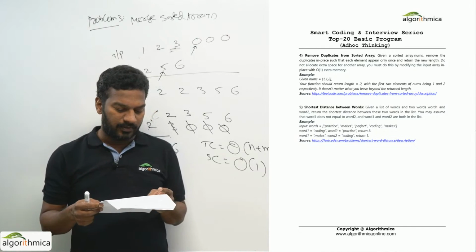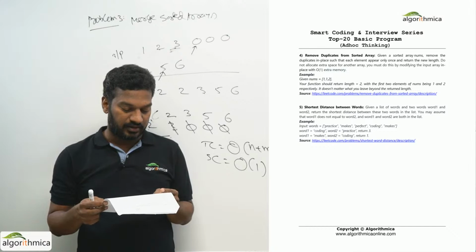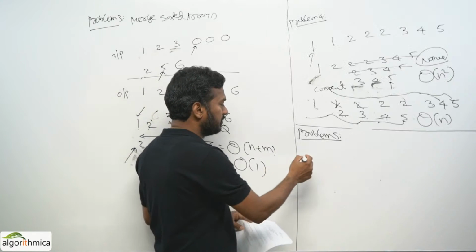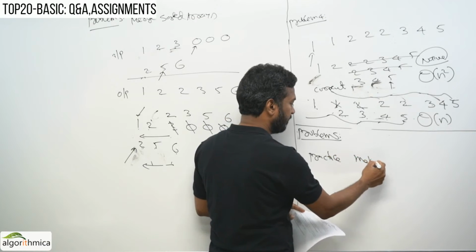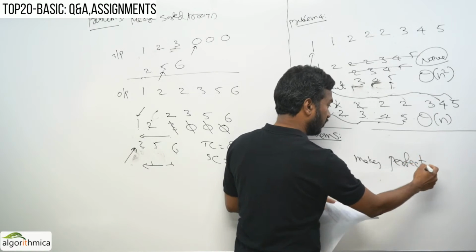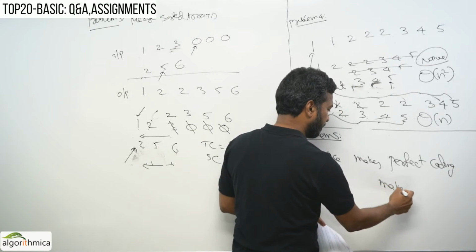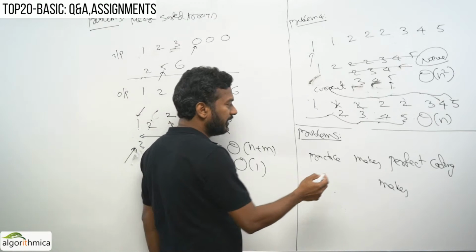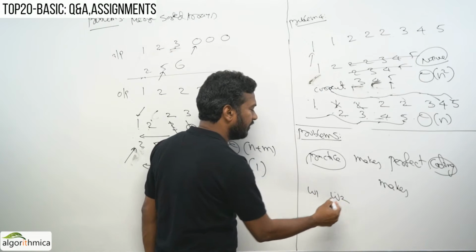The example list is: practice, makes, perfect, coding, makes. Let me write this example. Practice is the first word, the second word is makes, the third word is perfect, the fourth word is coding, and the fifth word is again makes. Coding and practice are given here. If I give coding here, it is definitely available, and practice too. Any two words, of course, W1, W2.